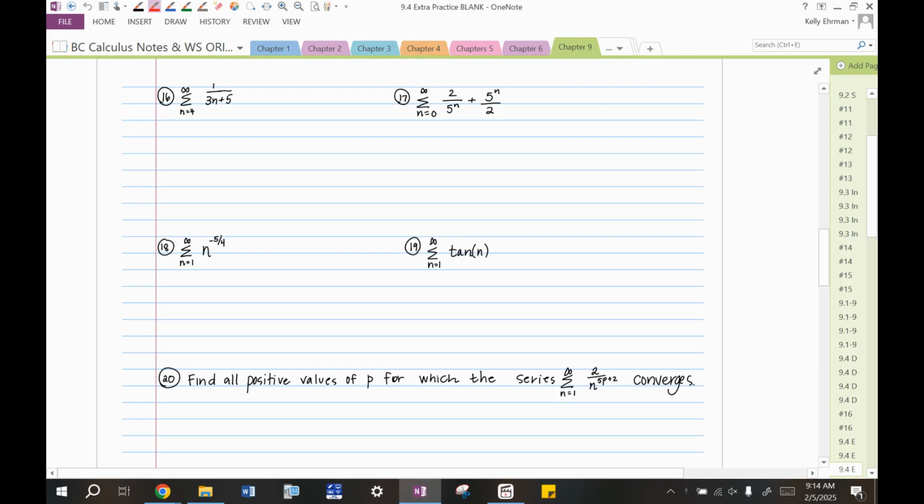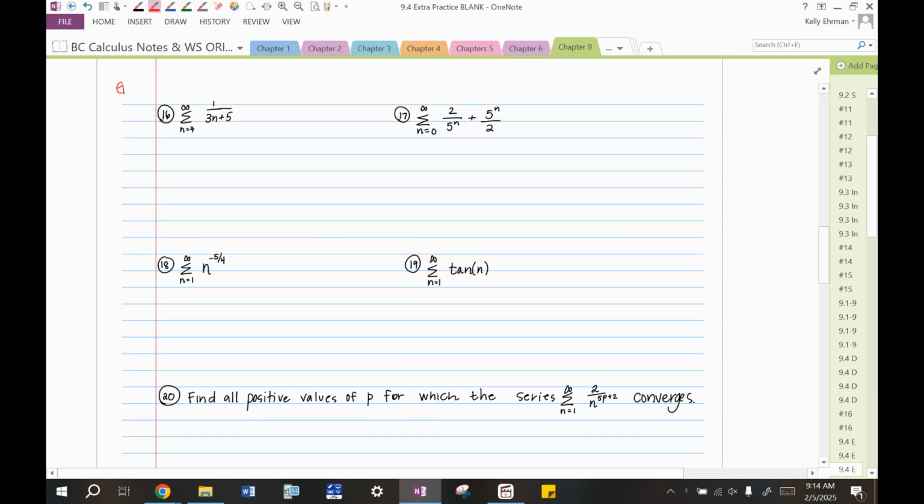All right, so again, number 16 is a general harmonic. So in my head, I know that this diverges. But I can't say there is no general harmonic test. It's not a true P series, so I have to either do the integral test or a comparison test. And now that we know about comparison tests, I would rather do that. But if you do integral test, you should get infinity for that integral. So let's compare 1 over 3n plus 5 to just 1 over 3n.